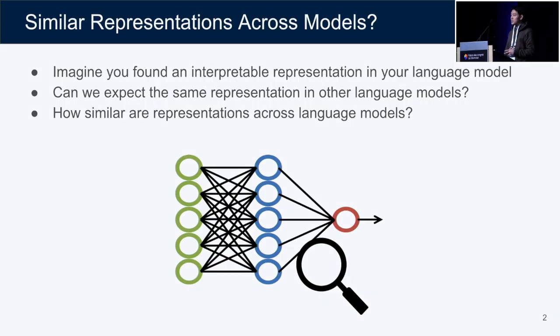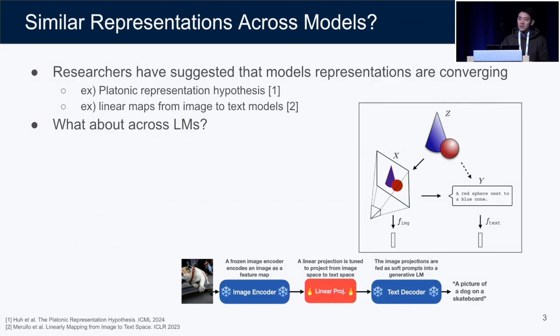Essentially what this reviewer is asking is how much similarity we can expect in representations across models. And a growing line of work suggests that our contemporary models are converging in terms of their representations. So for instance, a vision model and a text model might represent a concept of a blue cone similarly. But a lot of this work has been in the context of across modalities. And so in our work, we focus solely on language models.